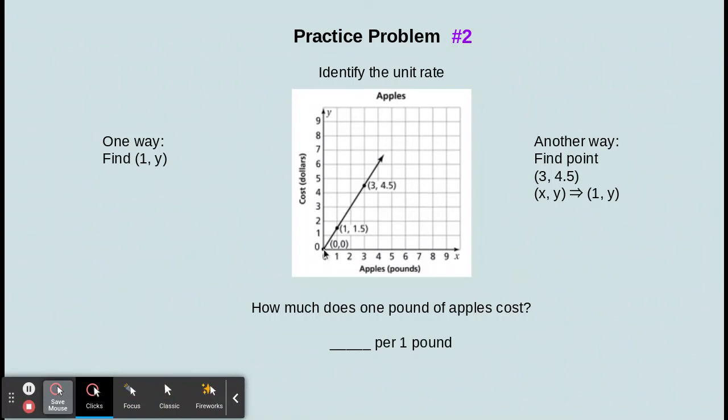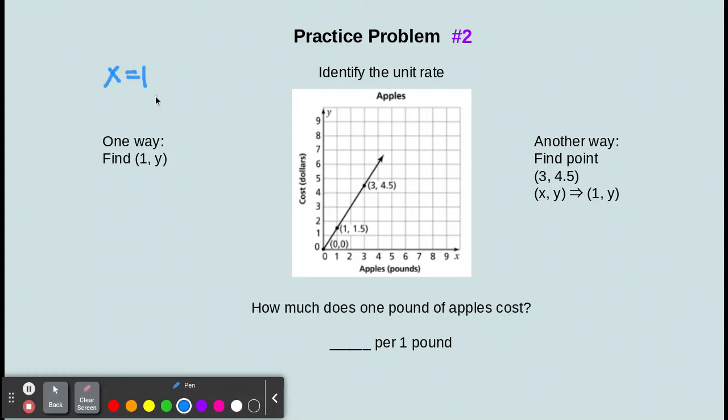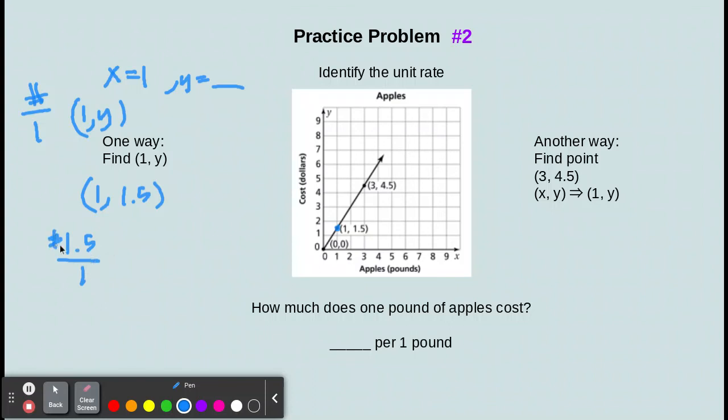Okay, practice problem number 2. We need to identify the unit rate and determine how much 1 pound of apples costs. So for the unit rate, remember, one way is we want the x to be 1. To find where x is 1, and we'll find our corresponding y value, right? Okay, so 1, go up, our y value is 1.5. So we know our unit rate is $1.50 per 1 pound.